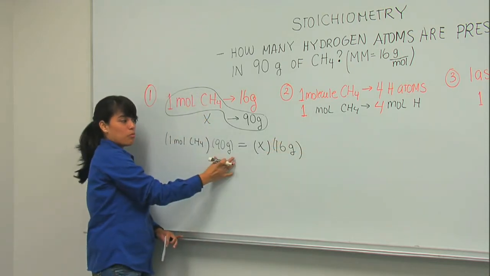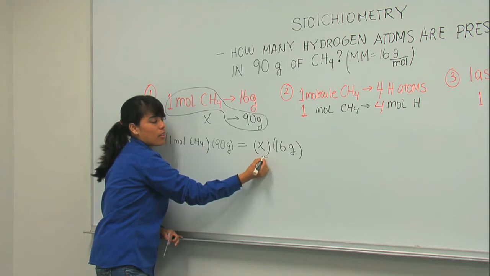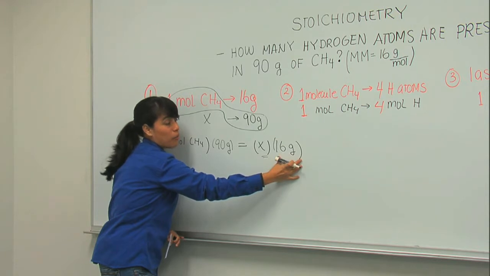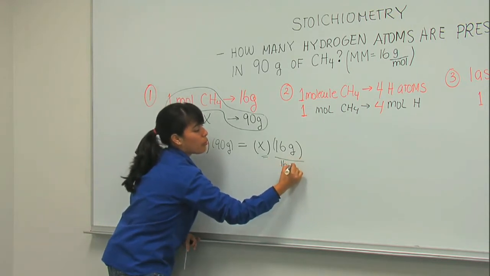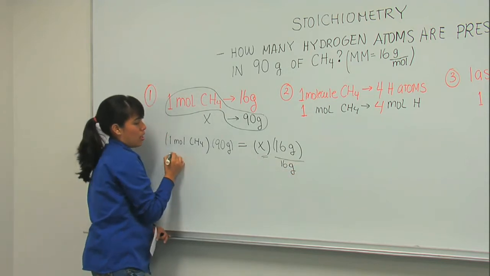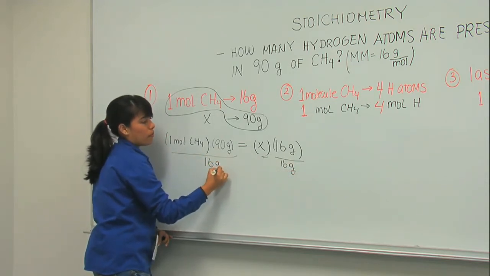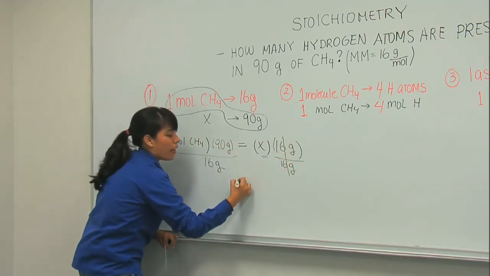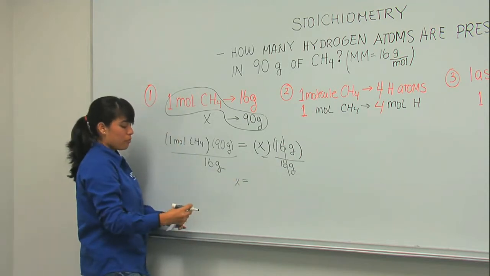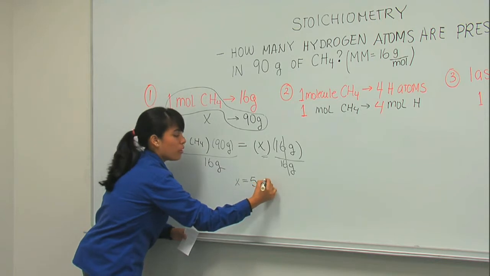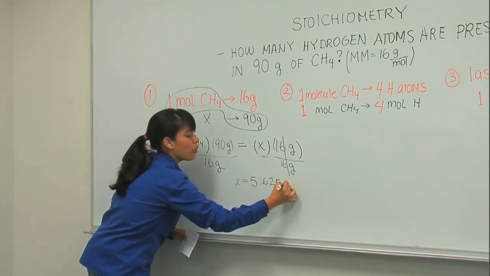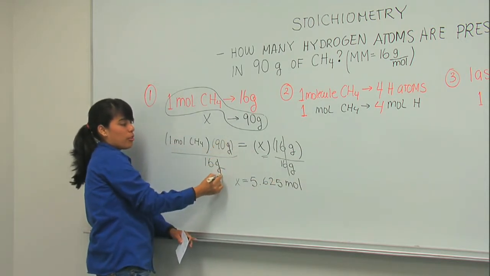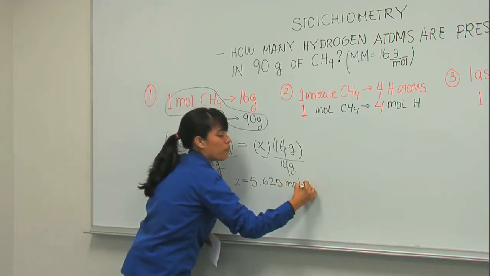Now I have an equation, right? And I want X. So I'm going to isolate it. Since X is being multiplied by 16 grams, I'm going to divide by 16 grams on both sides, on the right and the left. When you get to resolve this part, X will be 5.625 mole. Mole of what? Well, remember, here the units grams are canceling, so it's mole of CH4.